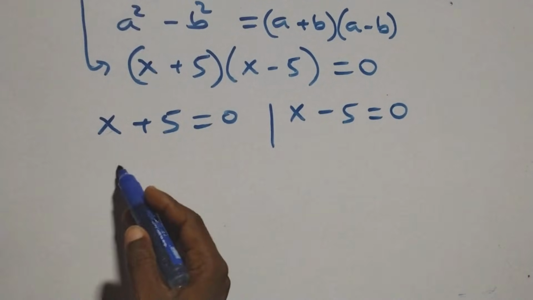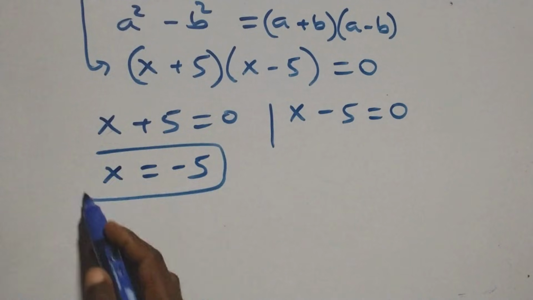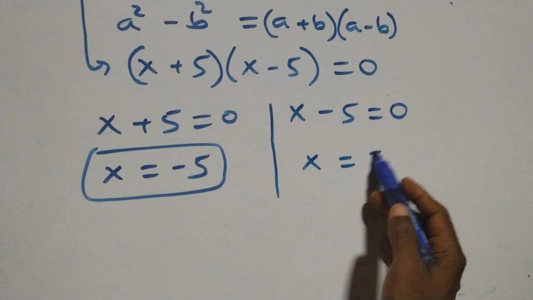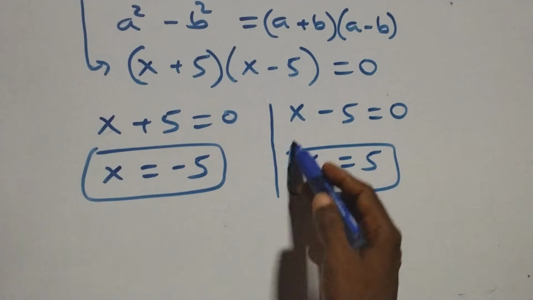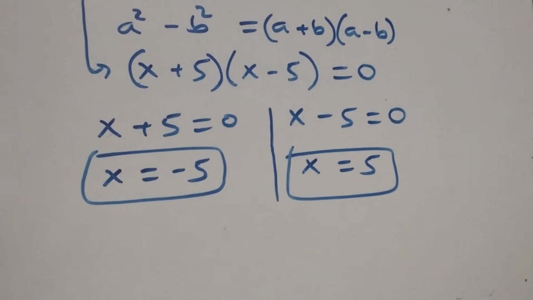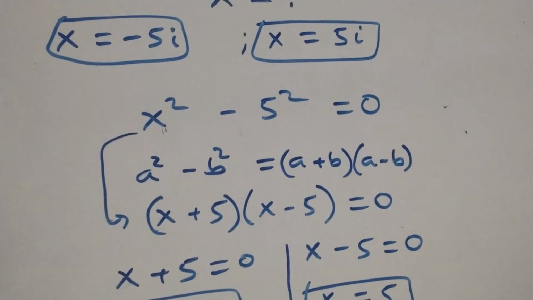And solving here, this becomes x equals to minus 5, which is a real solution. And here also we have x equals to 5, which is also a real solution. Here, we also have two real solutions. And altogether we have four solutions. That is two real and two complex solutions.